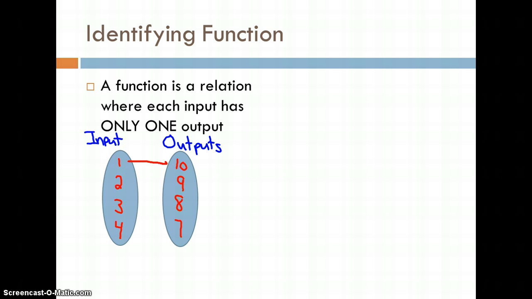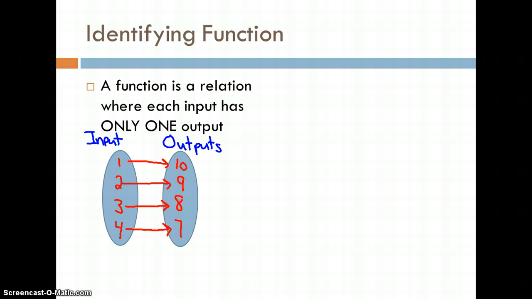This input 1 has an output of 10. This input 2 has an output of 9. This input of 3 has an output of 8. And this input of 4 has an output of 7. As you can see, each input, 1, 2, 3, and 4, has only one output, and that's 10, 9, 8, and 7 respectively. So each input has only one output.